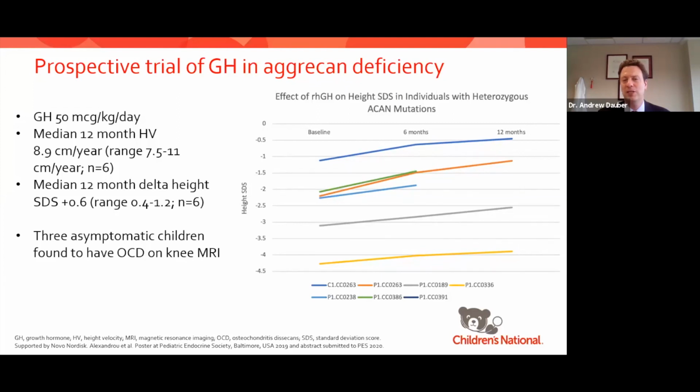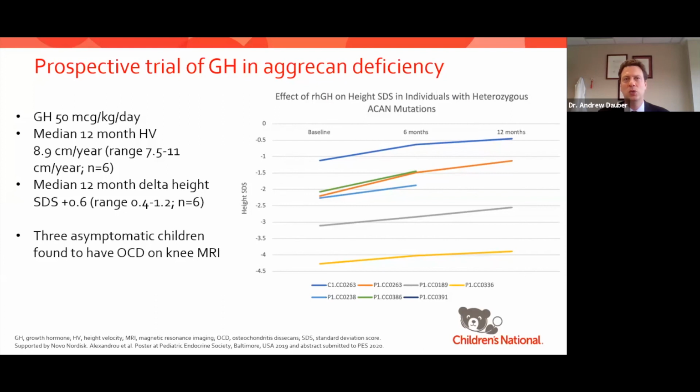And this is preliminary data, which has been only published in abstract form, that shows that of the initial 6 patients who completed a year of therapy, the median height velocity was 8.9 centimeters and a median height standard deviation score of 0.6. So pretty good for the first year. And it didn't seem to lead to an unwanted advanced bone age in excess to what you would expect from the Aggrecan mutation. But what was also remarkable is that we decided to do some detailed phenotyping of these kids as well.